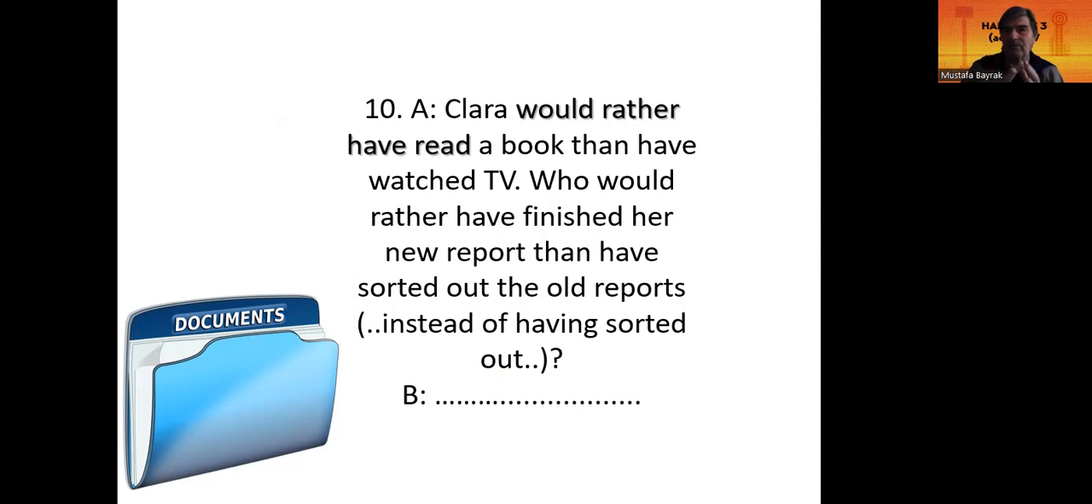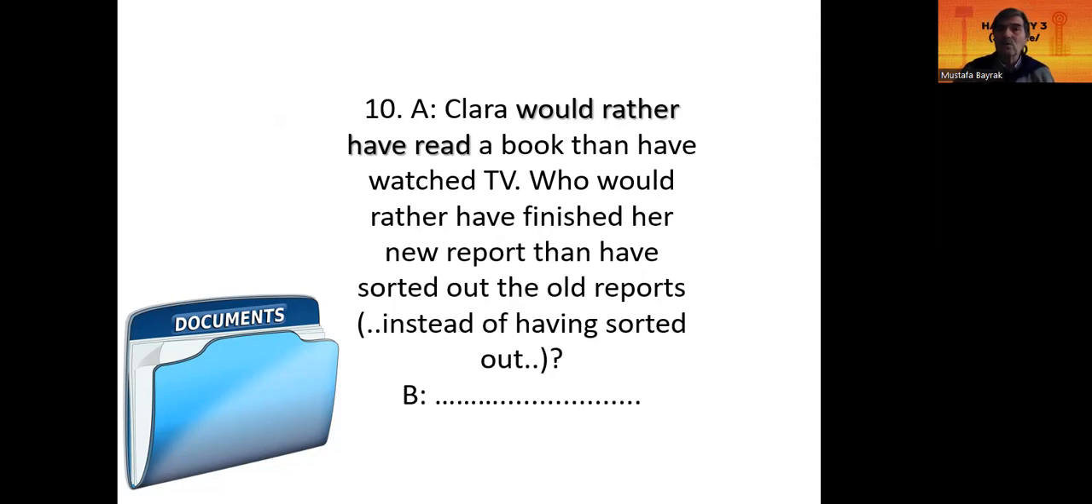Clara would rather have read a book than have watched TV. Do you see again? We see a perfect form of the verb. What does it mean? We understand that Clara didn't watch TV last night. He read a book because he would rather have read a book than have watched TV.